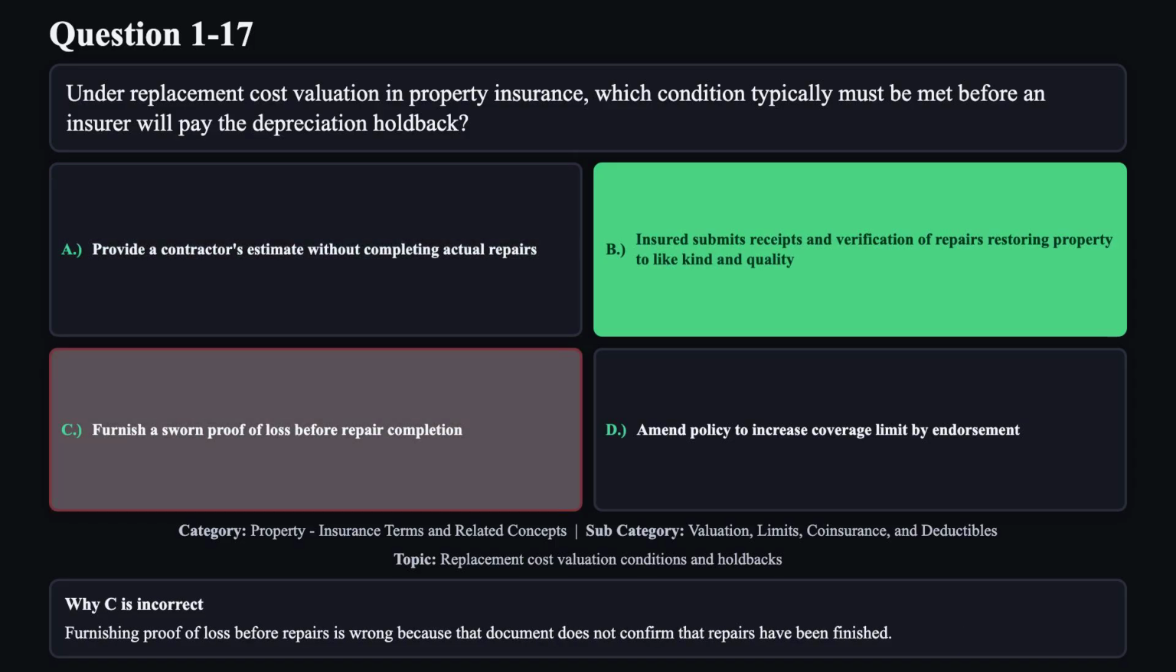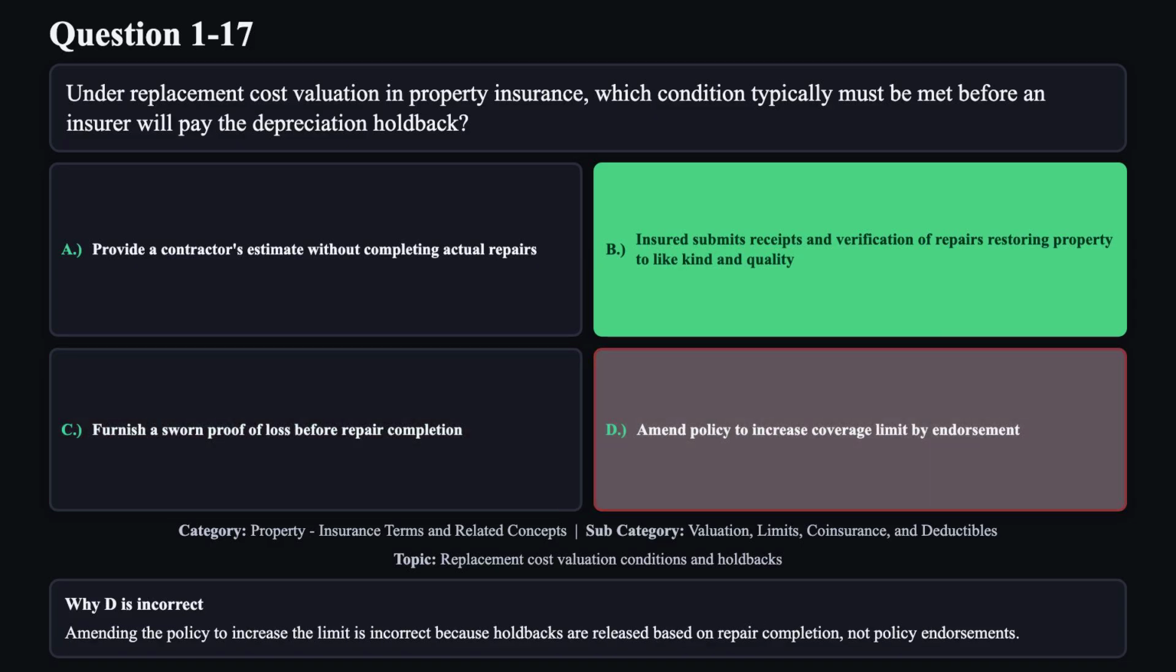Reason C is not correct. Furnishing proof of loss before repairs is wrong because that document does not confirm that repairs have been finished. Reason D is not correct. Amending the policy to increase the limit is incorrect because holdbacks are released based on repair completion, not policy endorsements.